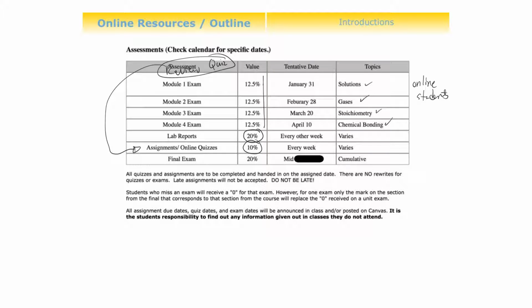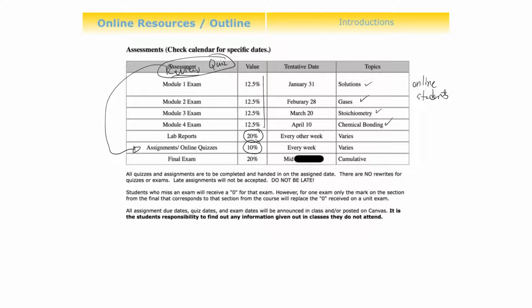And then there's 10% for online quizzes. We've got online quizzes for a lot of the concepts. That first review quiz will be part of there. And also during the days, I'll often hand out an assignment to be completed. And so all that's worth 10%.